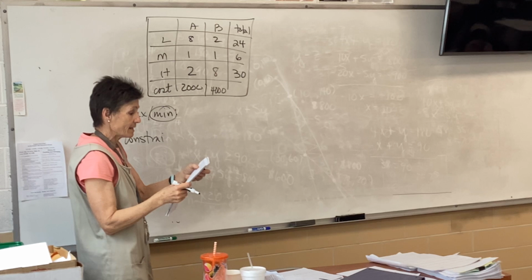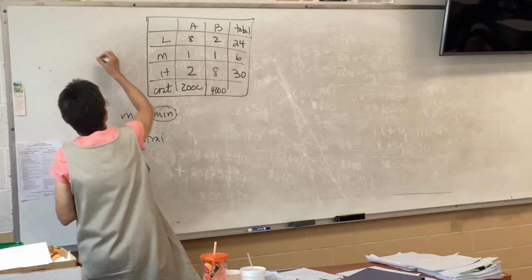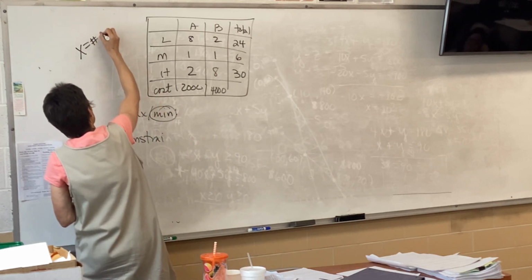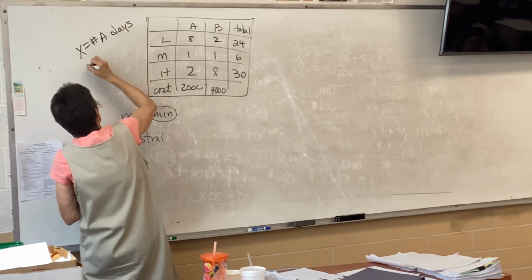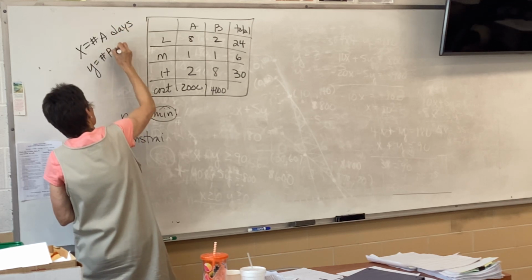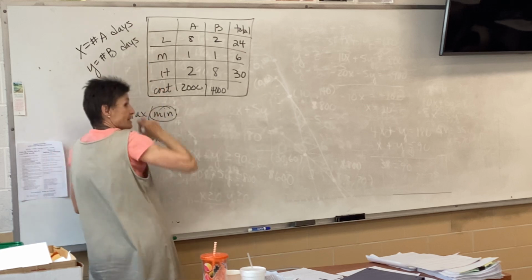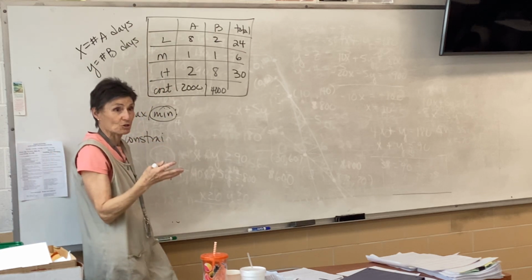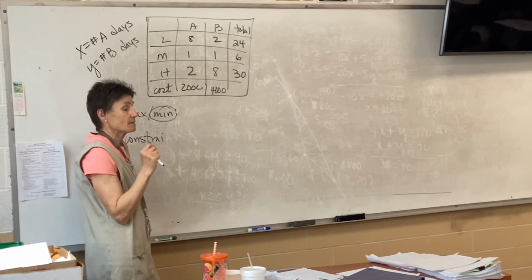How many days should each factory operate? So X will be the number of A days, and Y will be the number of B days. Does that make sense to you, since that's the question, right? How many days, what's X, what's Y?